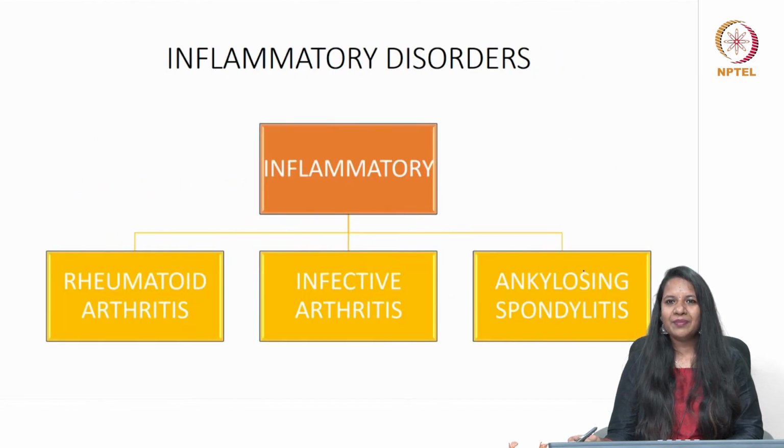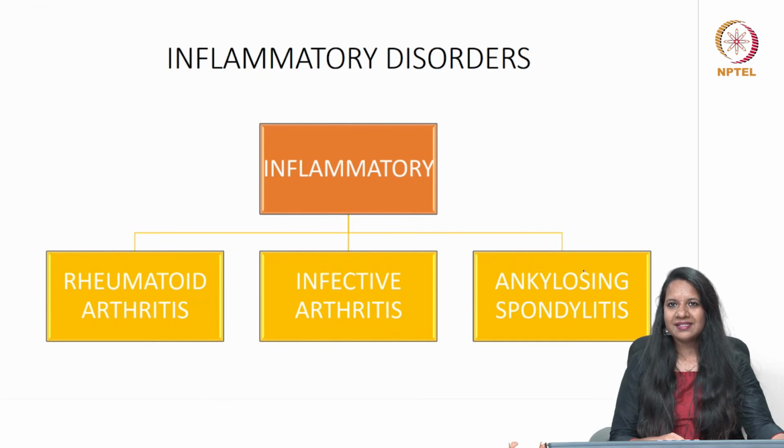Then comes the inflammatory disorder. It could be rheumatoid arthritis, infective arthritis or ankylosing spondylitis. Rheumatoid arthritis is a debilitating disease that leads to erosion of bony components secondary to granulomatous involvement of the synovial membrane, and there is effusion of synovial fluid leading to joint swelling. Stiffness with pain is the most common complaint of the patient.